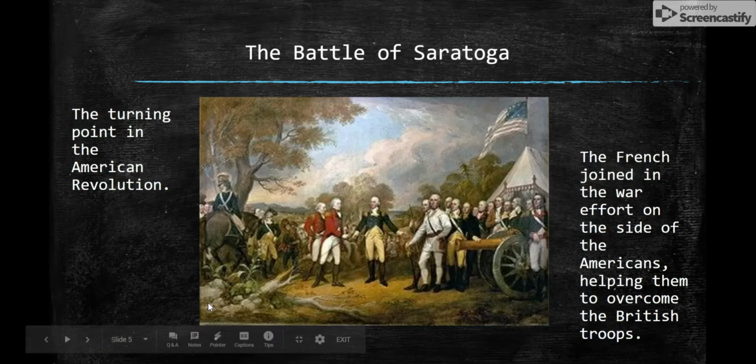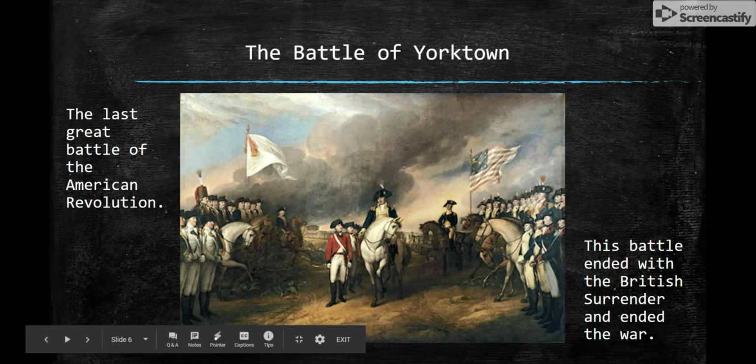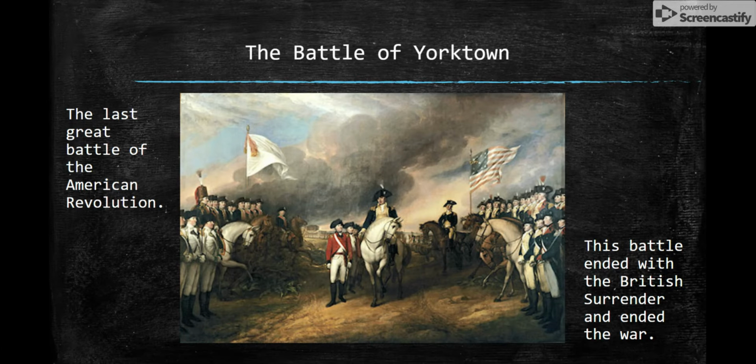The last one that we're going to talk about is the Battle of Yorktown. This is the last great battle of the American Revolution. This is where the Americans, they didn't lose too many people. The British lost tons of their troops, though. This is the battle that ended with British surrender and ended the American Revolution, or the war.